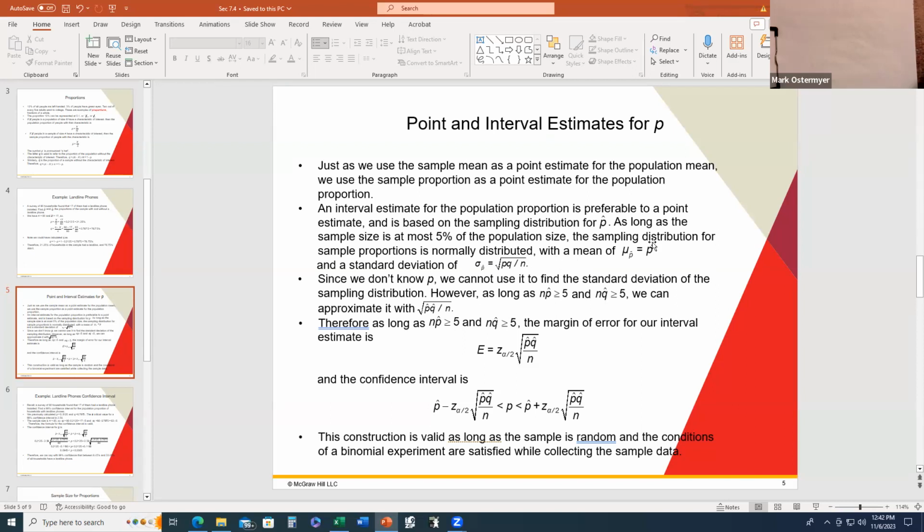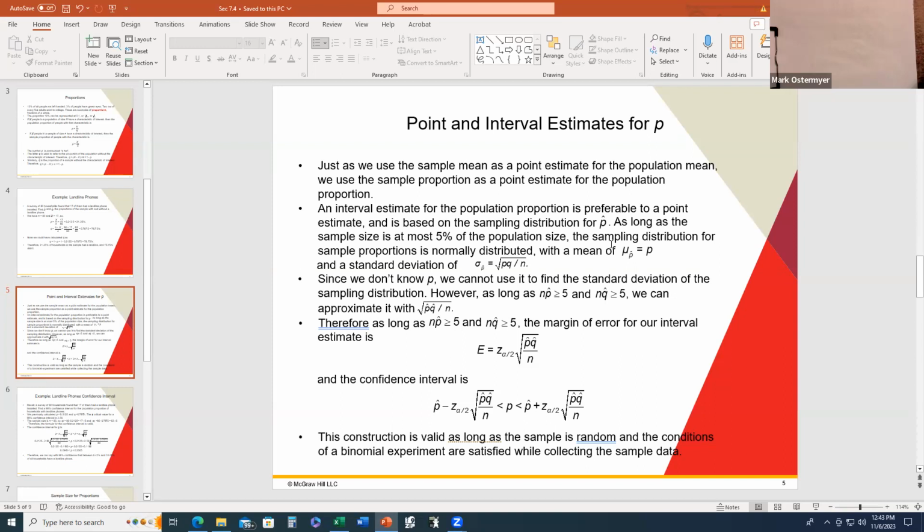Now, oftentimes we don't know the population proportion p, and therefore we would also not know q. If that's the case, then we normally estimate the standard error of the sampling distribution of the sample proportions by taking the positive square root of p hat times q hat divided by n. Lowercase n is the size of your sample.